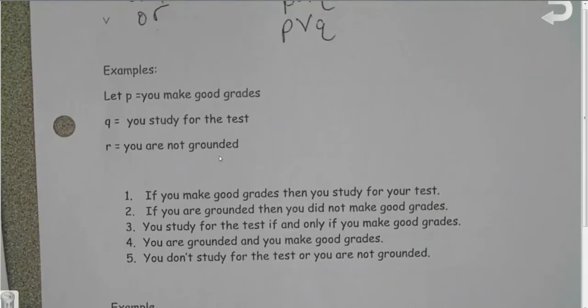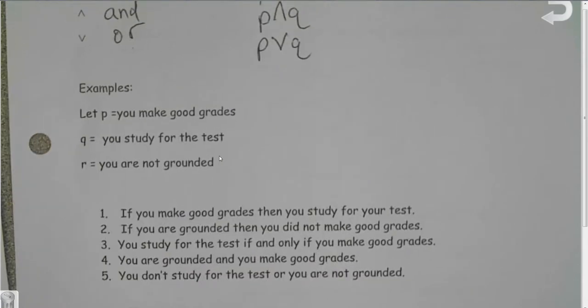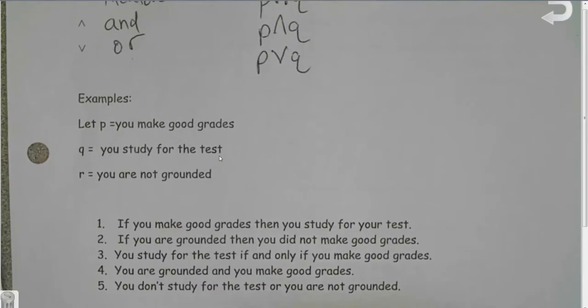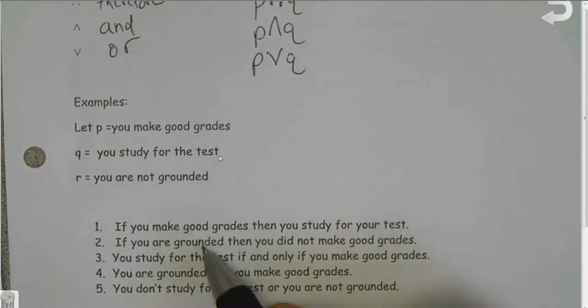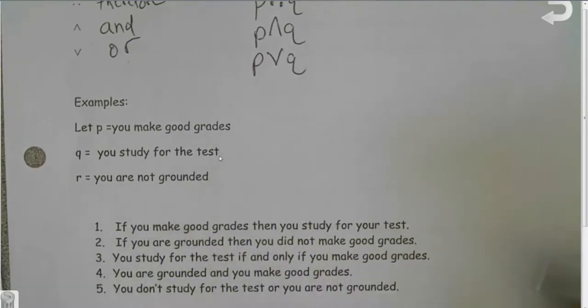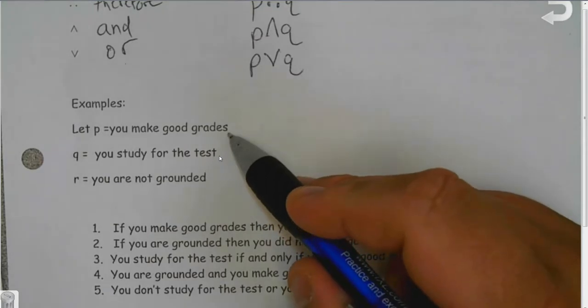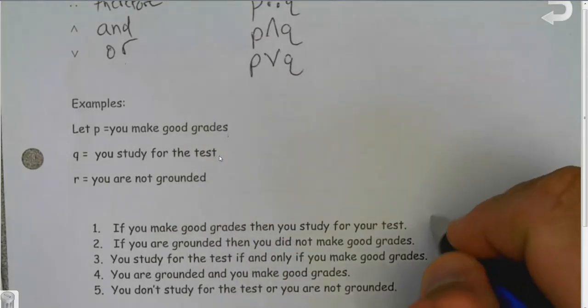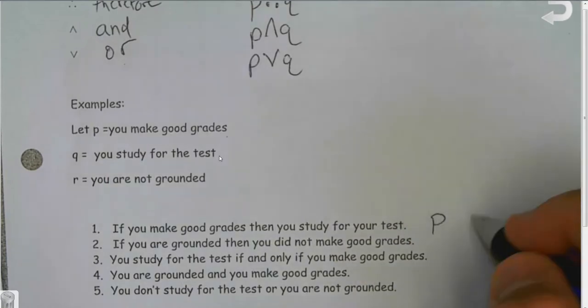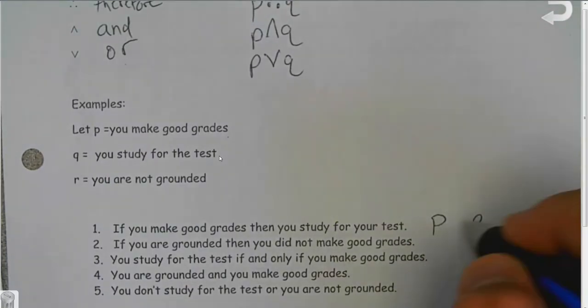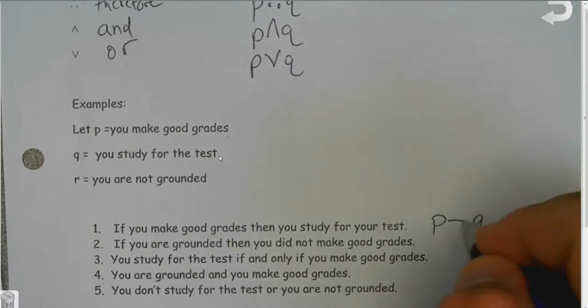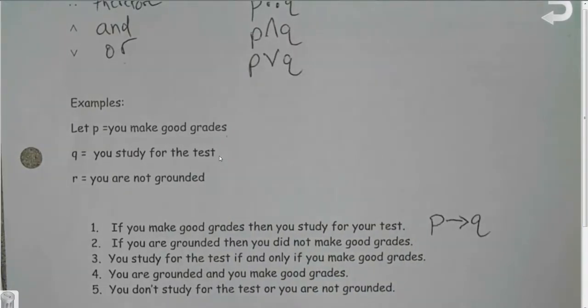So what I want to do now is I want to take these 5 problems and I want to use symbols to make these statements. So this first one says, if you make good grades, then you study for your test. P is you make good grades. Q is you study for your test. And since it's if-then, it's P, right arrow, Q.